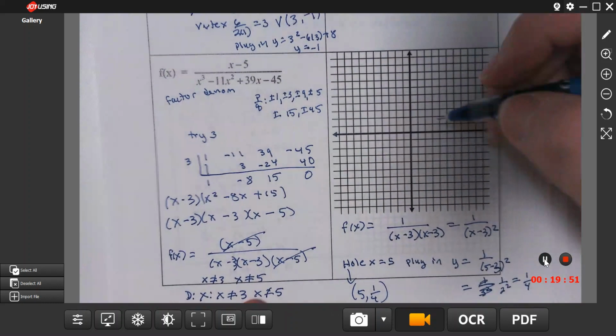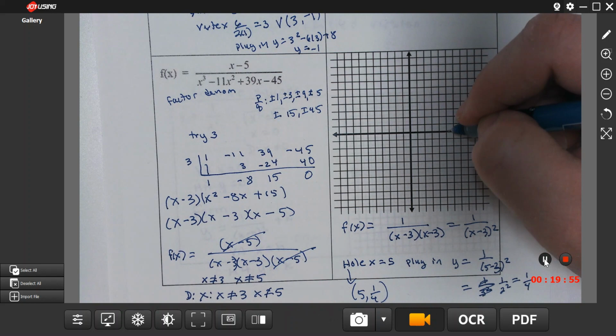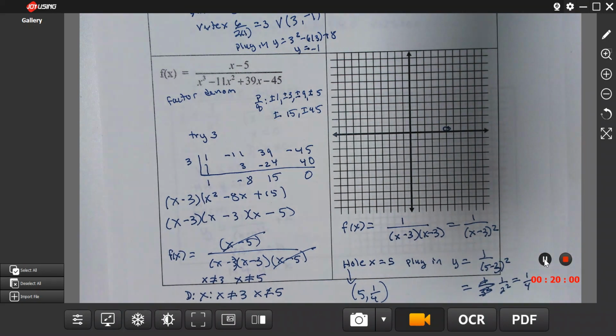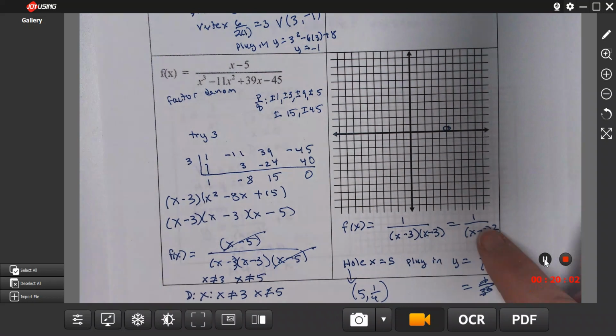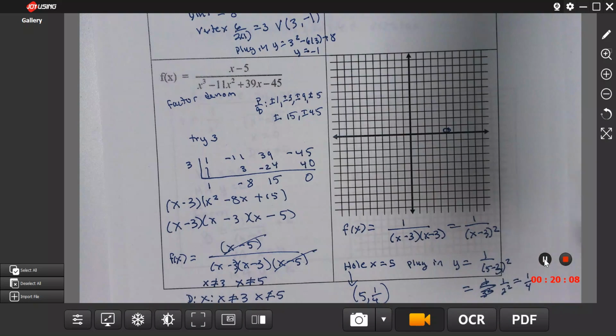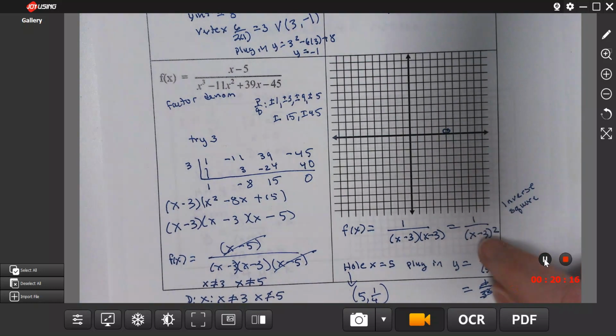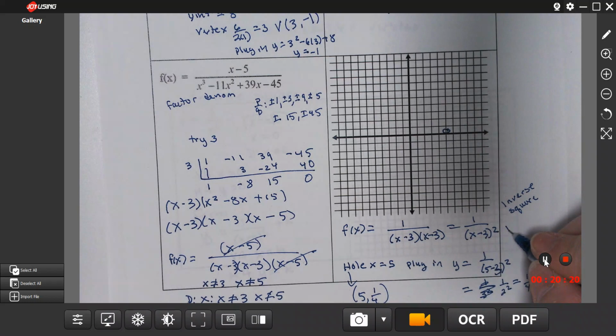That's my hole. All right, I'm ready to graph. So I'm going to put my hole on there. 1, 2, 3, 4, 5, 1/4. So that's my hole. And now, what is this? This is just like the one we did on the very front. This is the inverse squares function, inverse square function, because 1 over something squared.